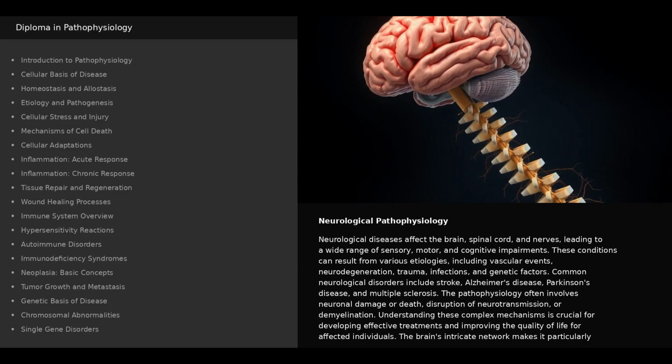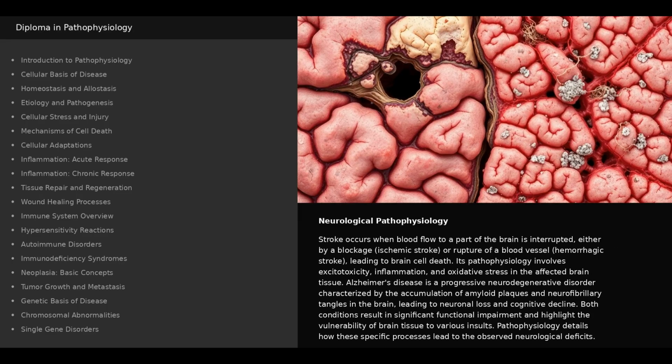The brain's intricate network makes it particularly vulnerable to dysfunction. Stroke occurs when blood flow to a part of the brain is interrupted, either by a blockage, ischemic stroke, or rupture of a blood vessel, hemorrhagic stroke, leading to brain cell death. Its pathophysiology involves excitotoxicity, inflammation, and oxidative stress in the affected brain tissue.